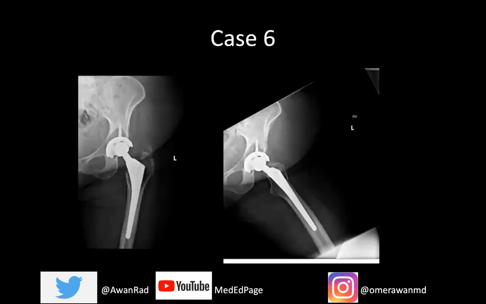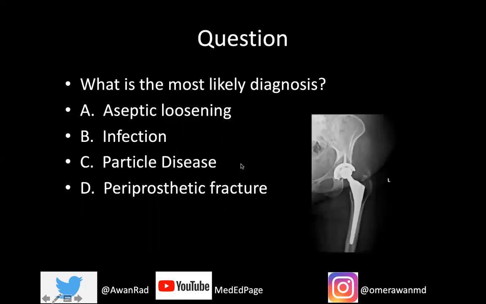Case number 6, we have a frontal and lateral view of a patient that's had a total hip arthroplasty. What's the most likely diagnosis here? Well, we have a lot of lucency, extensive lucency along the acetabular cup, extensive lucency along the trochanteric region. The differential diagnosis for more than 2 millimeter lucency would be infection, aseptic loosening, or particle disease. We don't see a fracture, so D is not the answer.